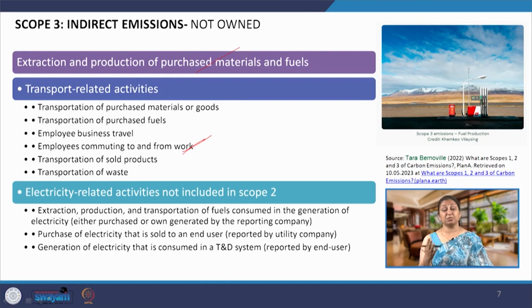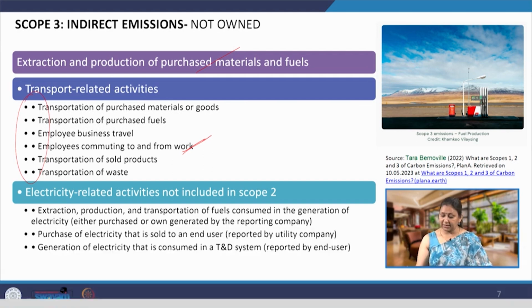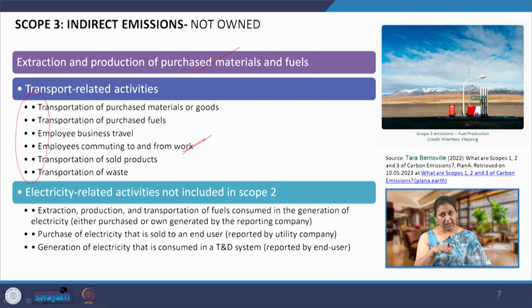Transportation of sold products, transportation of waste. All the transport related activities which are leased, which are not directly under the control of the company, will all be added to scope 3 emissions. This is part of the value chain, both upstream and downstream. And the third one is electricity related activities which are not included in scope 2. For example, the electricity required in extraction, production and transportation of the fuels which are consumed in generation of electricity. So, in scope 3 we will also be looking at the extraction, production and transportation of the fuel which is going into producing electricity.